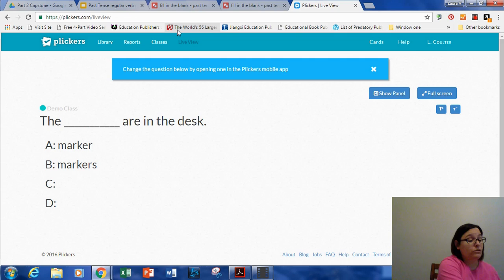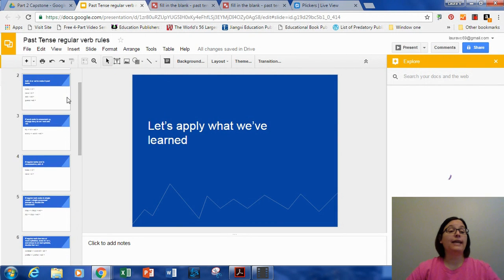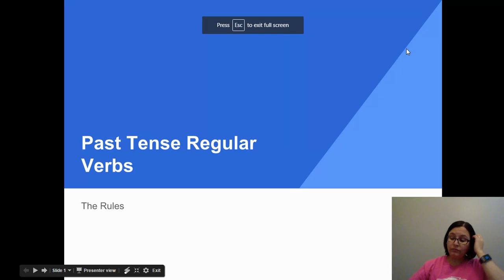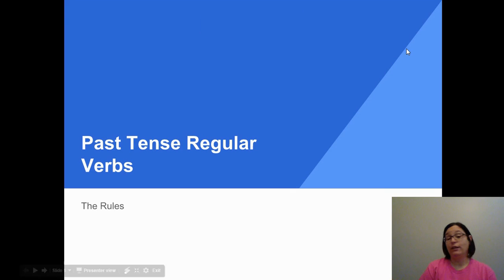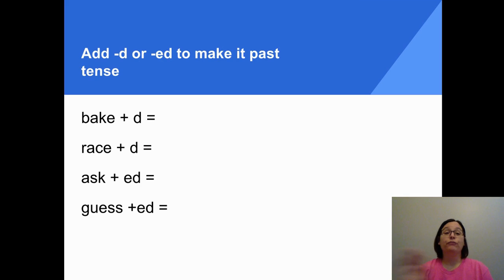But now we're going to get into some more rules. There are some really simple rules for making past tense regular verbs, and then sometimes it gets a little complicated. So take notes if you need to. We will start at the beginning. Okay, so we're going to talk about past tense regular verbs, the rules. The first basic rule: you add D or ED to make it past tense. So bake plus D is baked. Race plus D, okay, raced. For ask, you do plus ED. And for guess, you do plus ED. Okay, so that makes it past tense. Did everybody get this rule down in your notes?